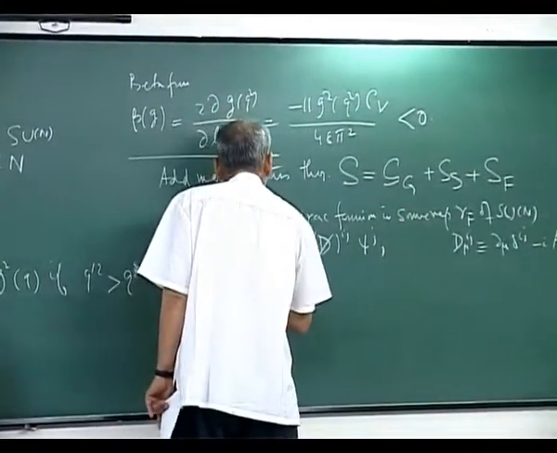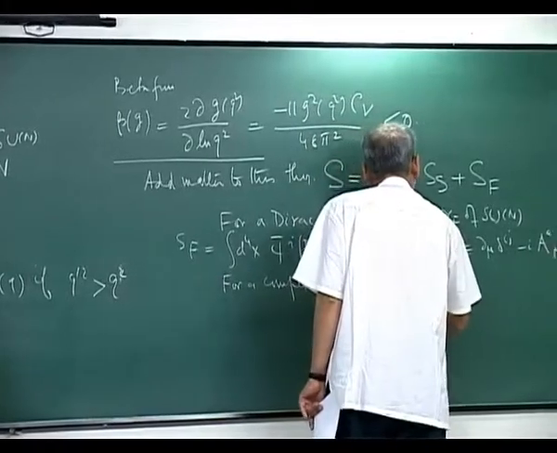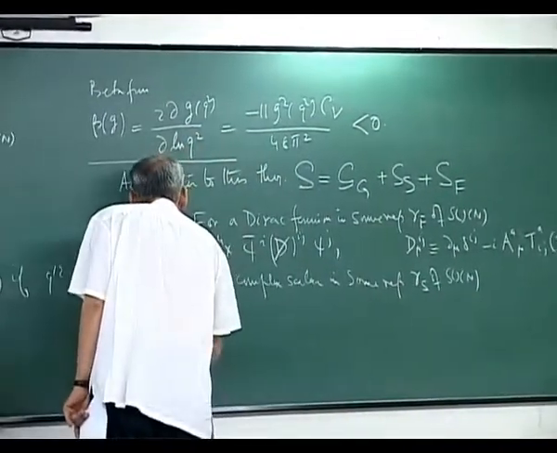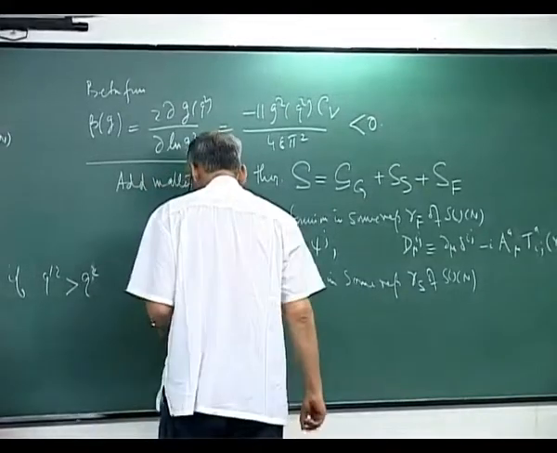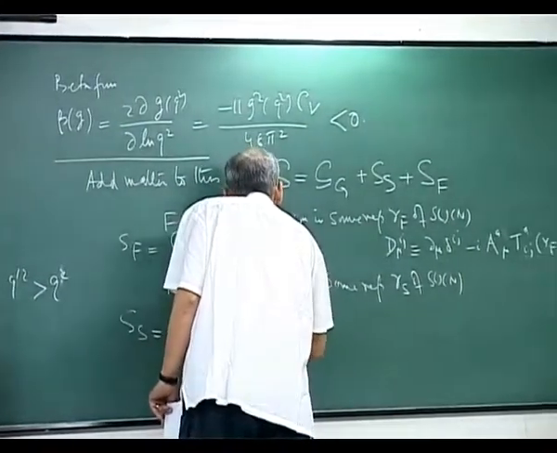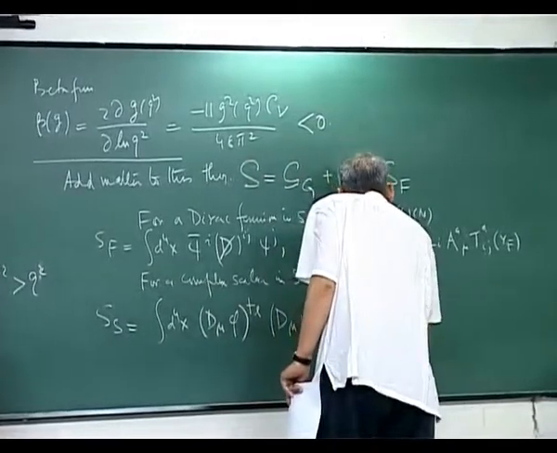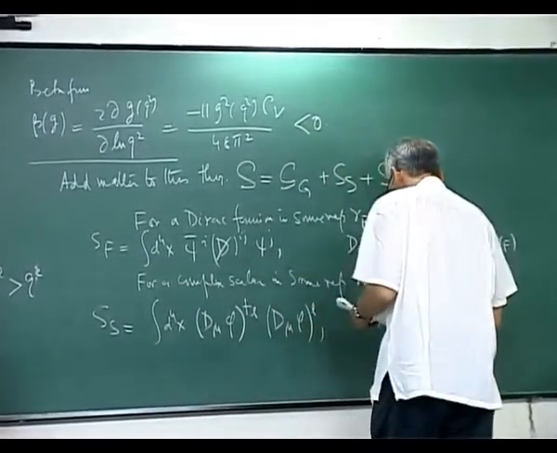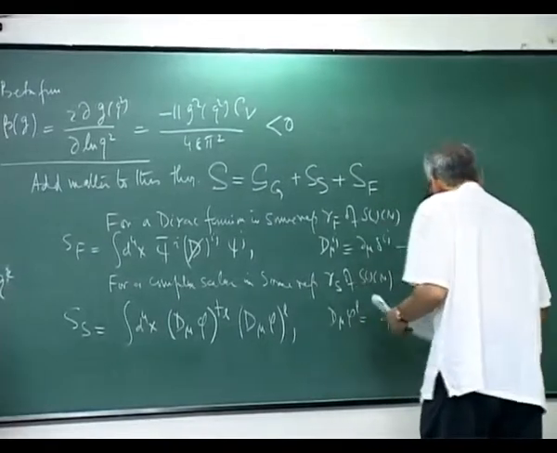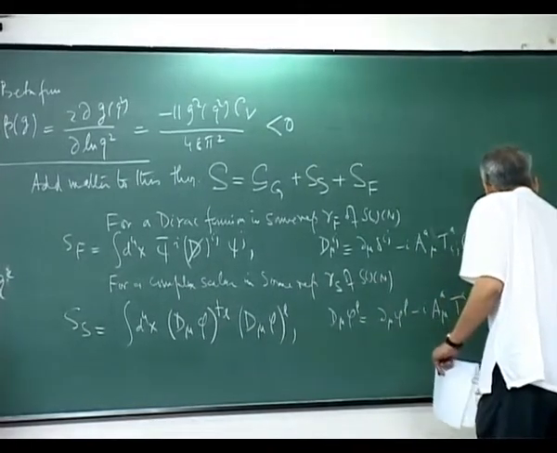And then for a complex scalar in some representation R_s of SU(N), S_scalar is ∫d⁴x (D_μ φ)†_L (D_μ φ)_L, where D_μ φ_L is ∂_μ φ_L minus i A_μ^a T^a_LM of R_s φ_M.